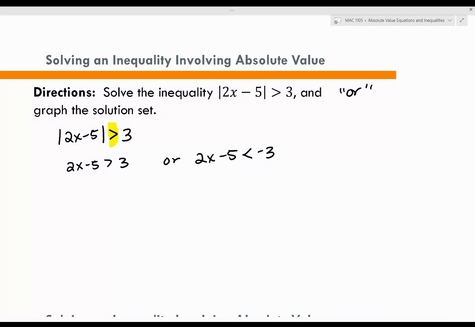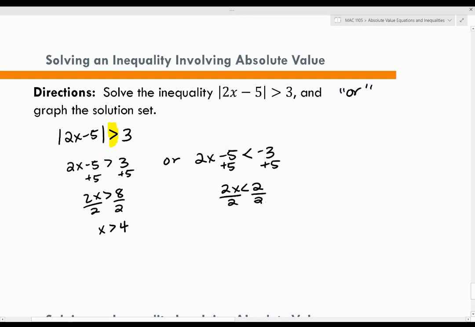So I need to get x by itself. So the first one, I'm going to add 5 to both sides. And then I'm going to divide both sides by 2. So that gives me x is greater than 4. Then for the second one, I'm going to add 5, which gives me 2x is less than 2. And then I'm going to divide by 2, sorry, which gives me 1. Okay, so my answer is that x is either greater than 4 or x is less than 1.